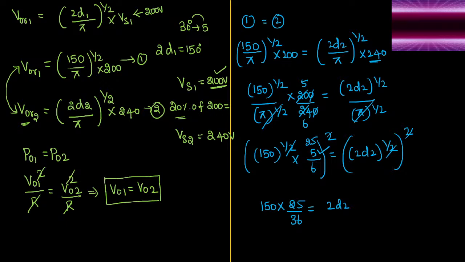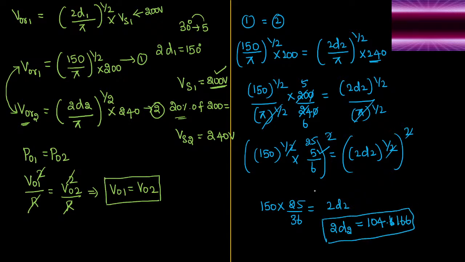Now you can take your calculator and try to figure out the answer for this. One minute, guys. You can find your answer and drop it in the comment section. If I multiply 150 into 25, it becomes 3750. Dividing it by 36, what I get is 2D equal to 104.166. This is 2D2.